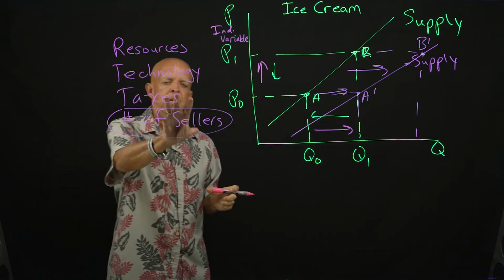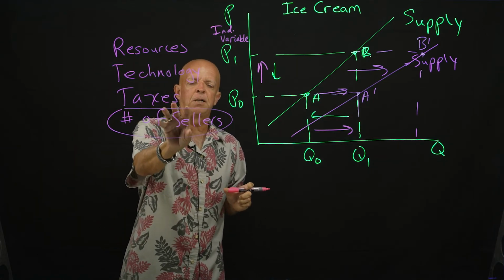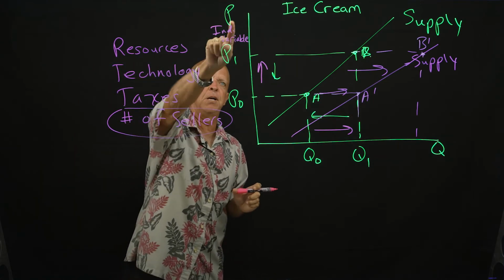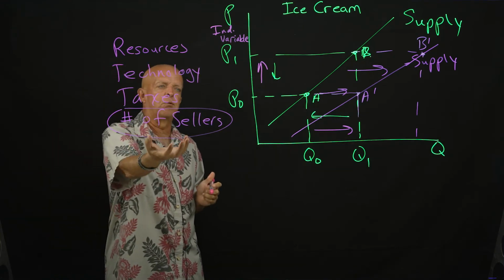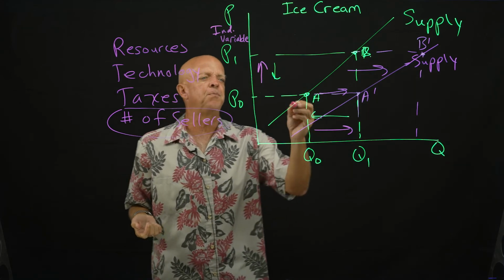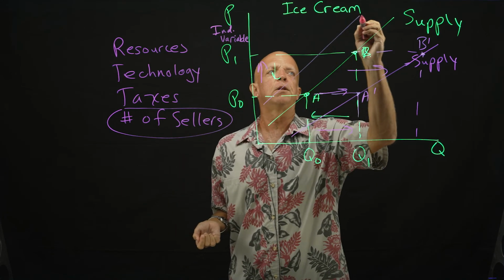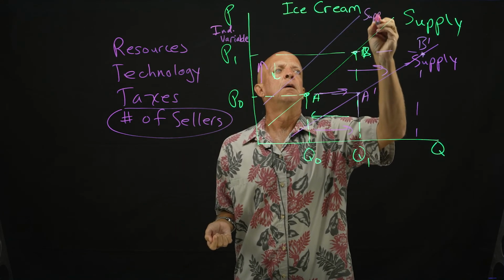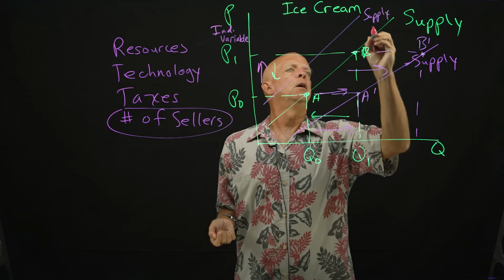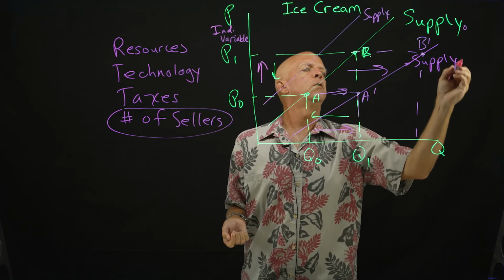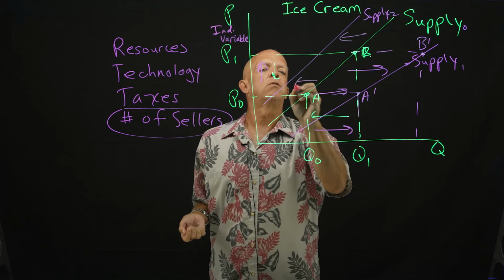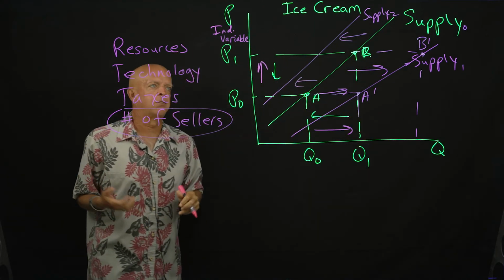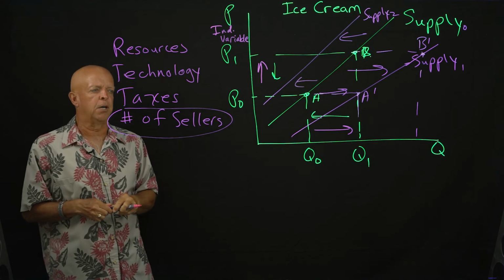And since it is this number of sellers and that independent variable is not on the axis, we have a shift. Now, if there's a reduction in the number of sellers, that is going to be a shift to the left of, let's call this 0, 1, 2. And there will be less sold at every price and less supply out there.